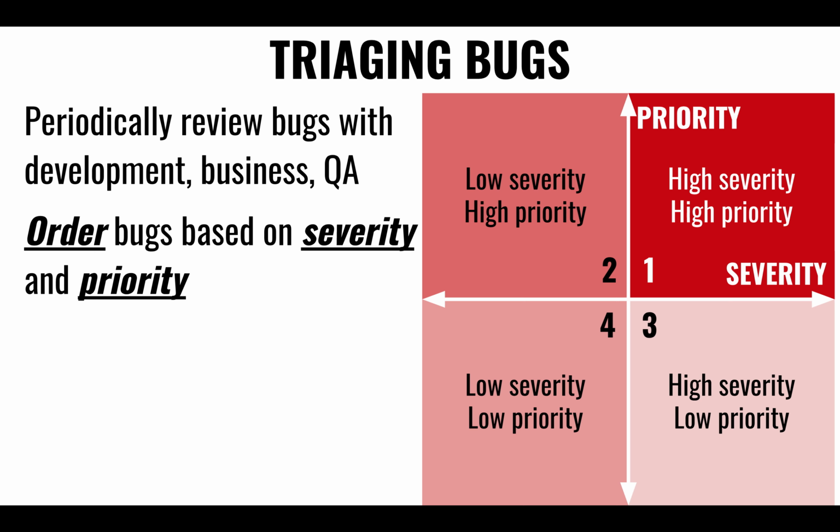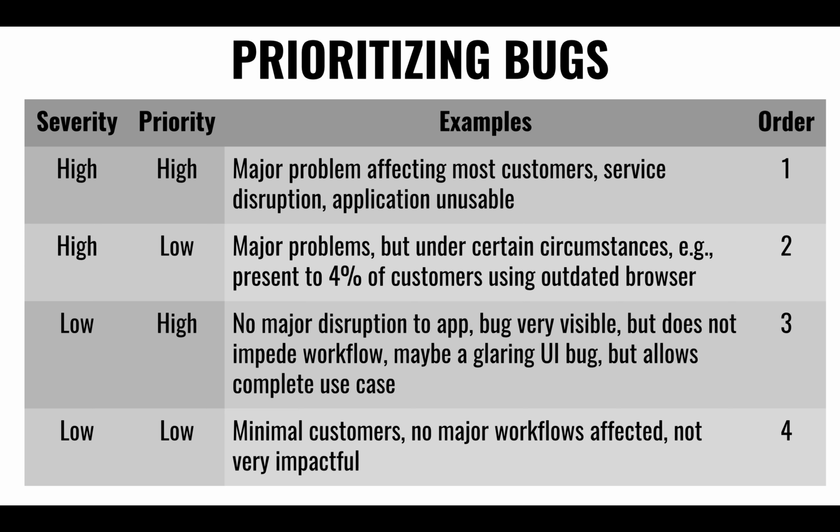Okay. Some folks might prefer, instead of priority, perhaps frequency. Is this something that happens every single time, or does it happen sporadically, once in a while, right? So here are some examples. With high severity, high priority, this is a major problem affecting most customers. There's service disruption, the application is unusable, right? So this is order 1.